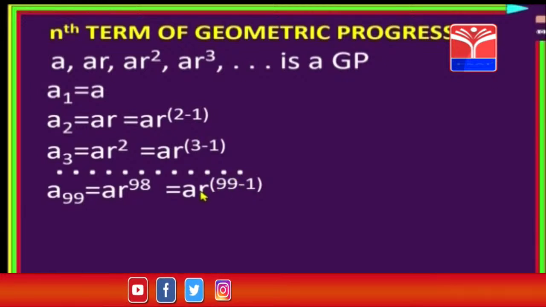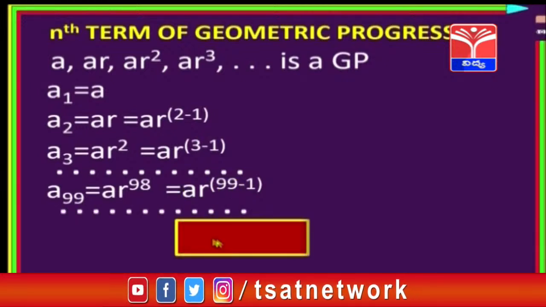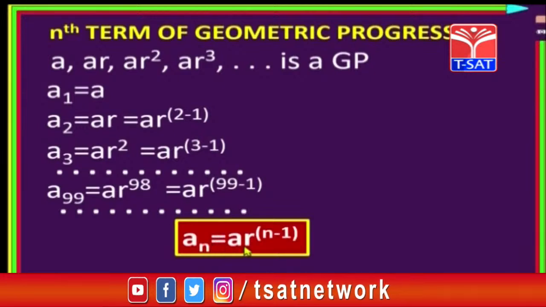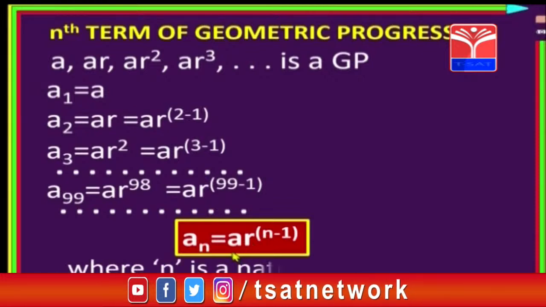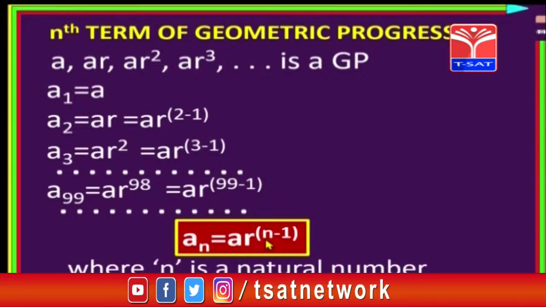So by this we can generalize the nth term of GP: An is equal to A into R to the power of n minus 1. Here we have n, here we have to reduce one number. So nth term of GP An is equal to A into R power n minus 1. Where n is a natural number, here n should be a natural number. That means the first term, second term, third term, fourth term are natural numbers. n should not be a fraction, n should not be negative. It should be a natural number always.